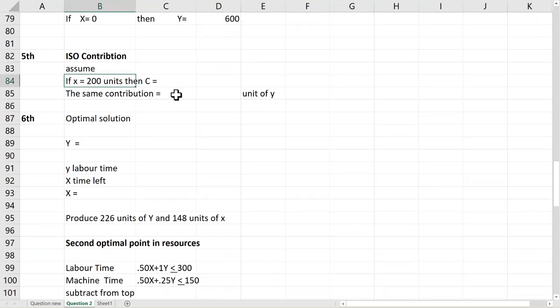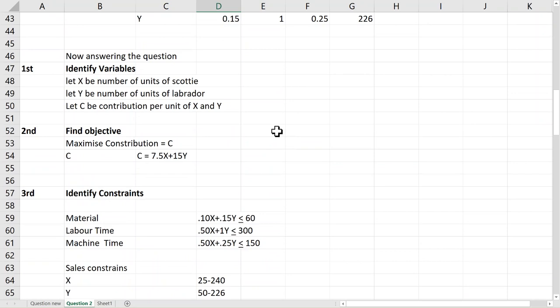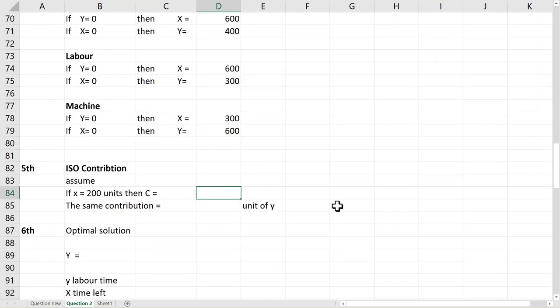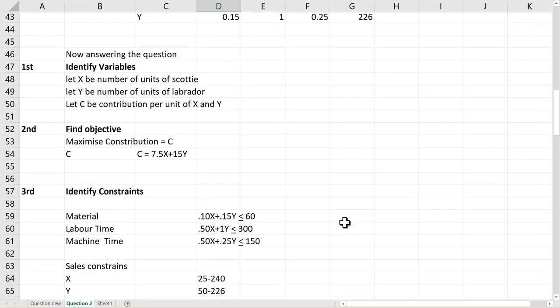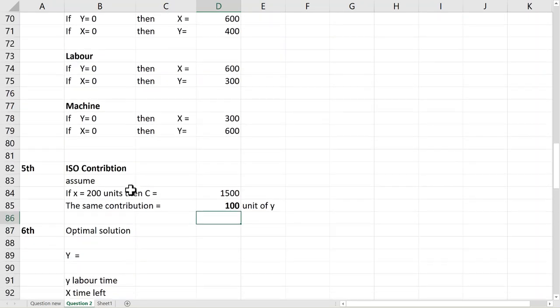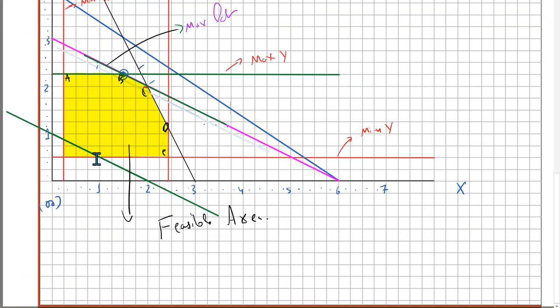Now again, let's assume 200 units. You can assume any units. 200 units will give me how much contribution? Contribution per unit is 7.5 for X. So 200 multiplied by 7.5 will give us 1500 contribution. The same contribution can be given by 100 units of Y. So the contribution that is given by 200 units of X is given by 100 units of Y. So our line goes from 100 units of Y to 200 units of X.